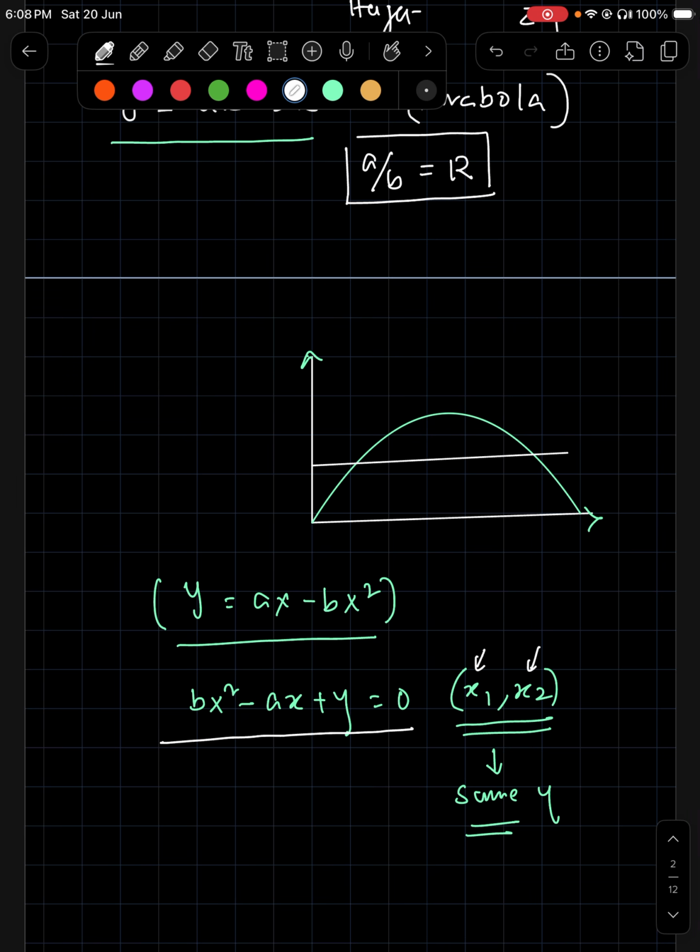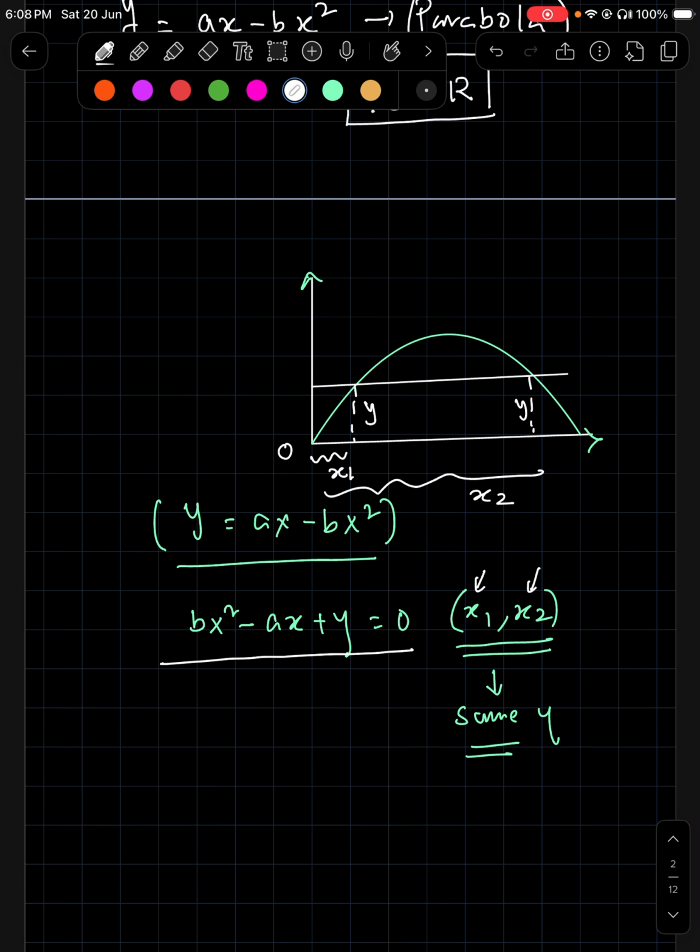It is telling us that the projectile will reach a given height twice. Here is y, and here, this is y. When it is ascending, it will reach y, and when it is descending, again it will reach the height y. The first one is reached at x1, and the second one is reached at x2 from the origin. So this is the physical significance of the roots of this quadratic equation.